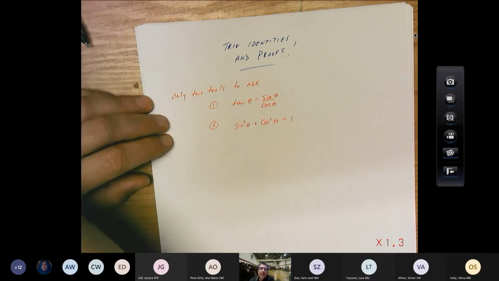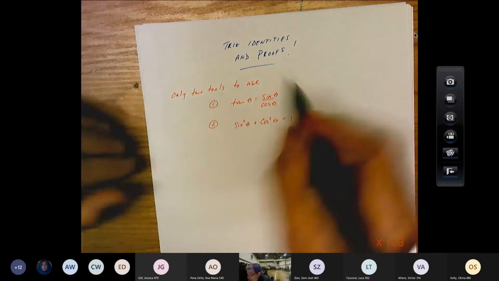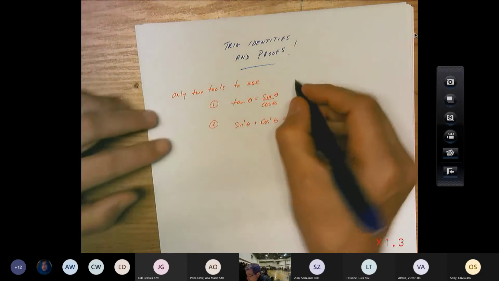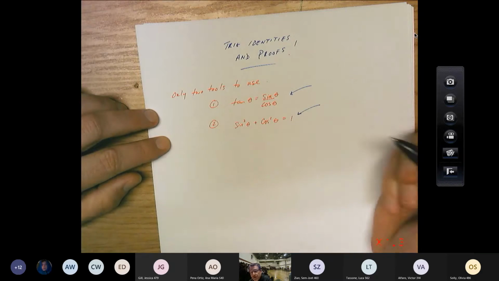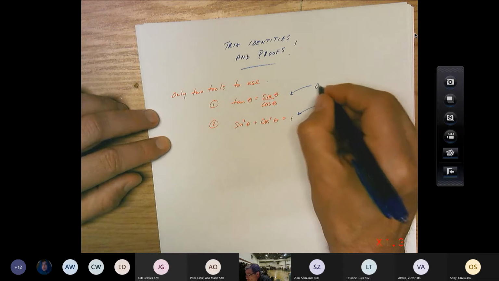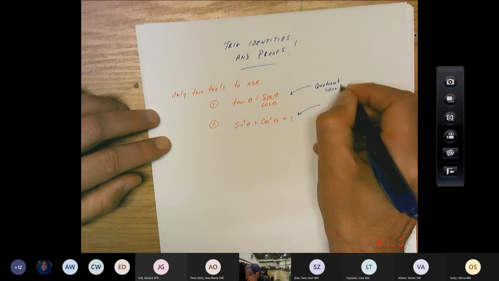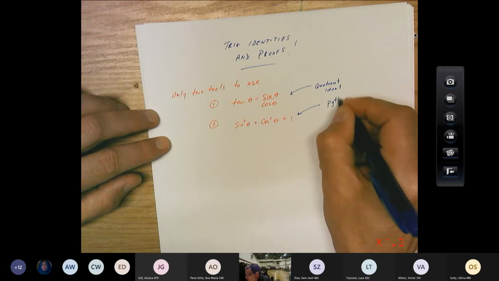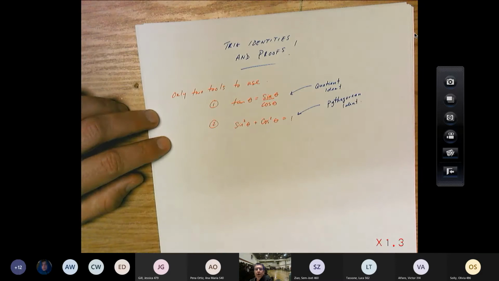Now, Dana, just because this is something that you and I were talking about, you need to know their names, right? Because a multiple choice question may just refer to them as their names. So this is the quotient identity, and this is the Pythagorean identity. You need to know that.